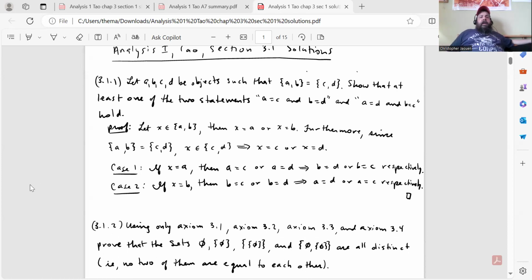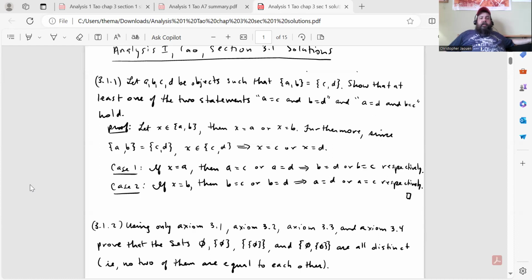The first question says, let A, B, C, D be objects such that the pair set AB equals the pair set CD. Show that at least one of the two statements, A equals C and B equals D, or A equals D and B equals C, holds. So here's the proof. Let X be an element of the pair set containing A and B. Then either X is A or X is B, just by the definition of the pair set. Furthermore, since the pair set AB equals the pair set CD, X also has to be an element of CD, because AB, since it's equal to CD, has to be a subset of it, right?